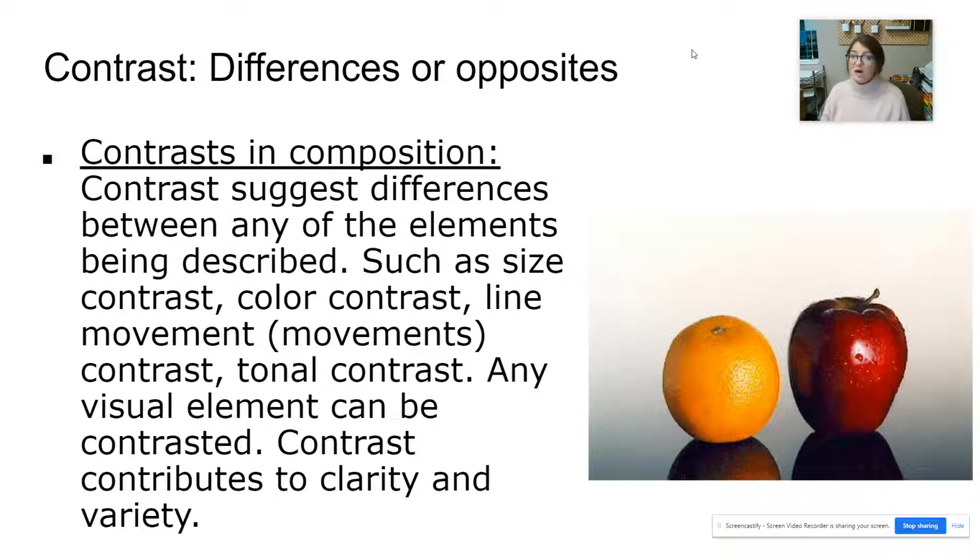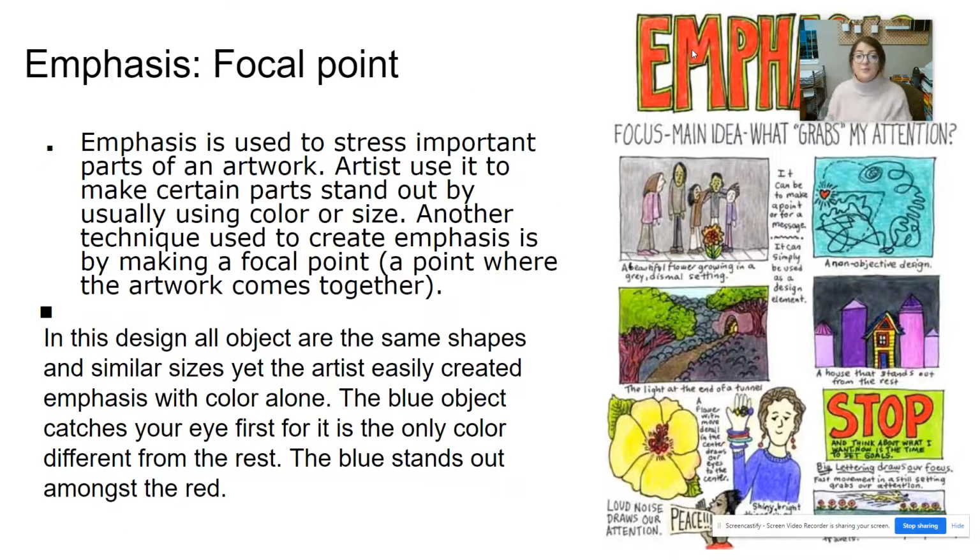Contrast. Contrast is basically just differences of opposites. So contrast could be black and white. It could be contrasting colors. Contrast suggests differences between any of the elements. So it could be size contrast, color contrast, movement contrast, tonal contrast. So any element that you can think of can have a contrast to it. For example, like apples and oranges. And contrast can really contribute to a good clarity in your artwork and a really strong variety as well.